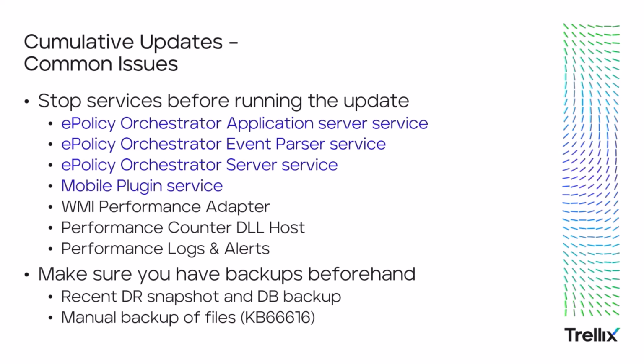That is going to include mostly a disaster recovery snapshot and database backup, or even a manual backup of your EPO install files. We'll talk about this in the next section, but KB 66616 outlines the files that you need to have when you're backing up or restoring for a manual disaster recovery. So outside of your DR snapshot and database backup, it's also good to have a backup of those files as well, just in case.